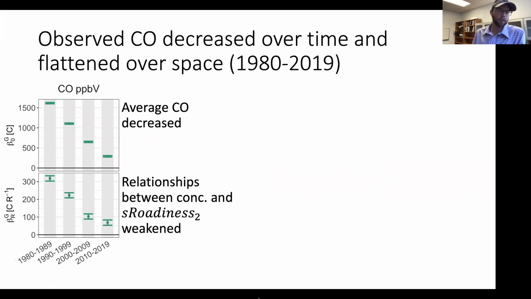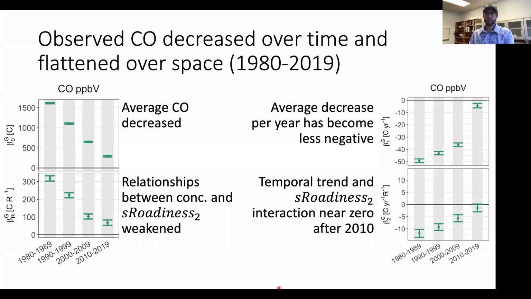CO looks similar, especially on the left here. Average CO decreased across decades. The average relationship between concentration and road proximity weakened across the years. The change per year has gone down drastically. We're seeing a change per year on average of 50 parts per billion less CO per year. These days, it's been around 5 parts per billion CO decrease per year. And similarly, road proximity has had less and less influence on this temporal trend as we've come further on in time.